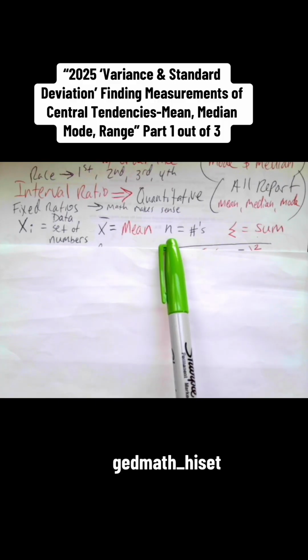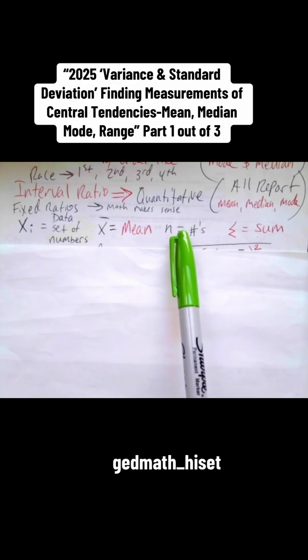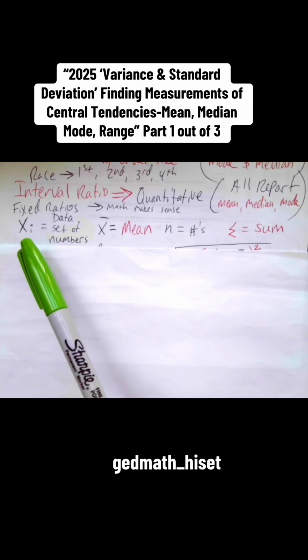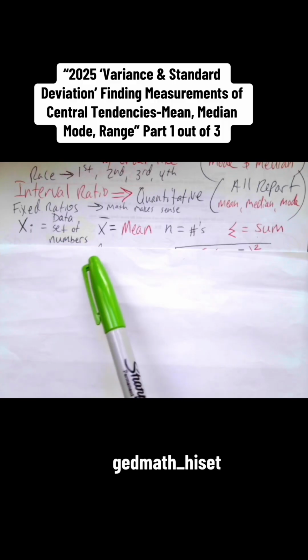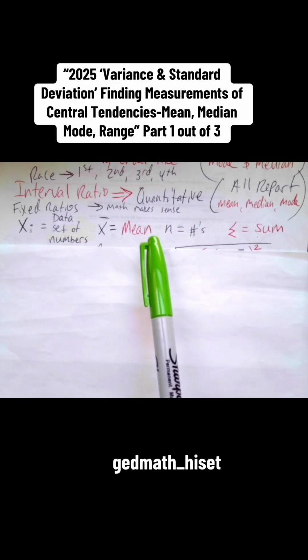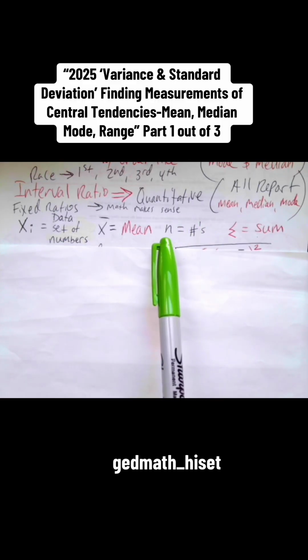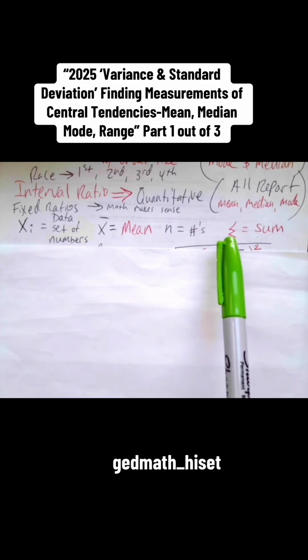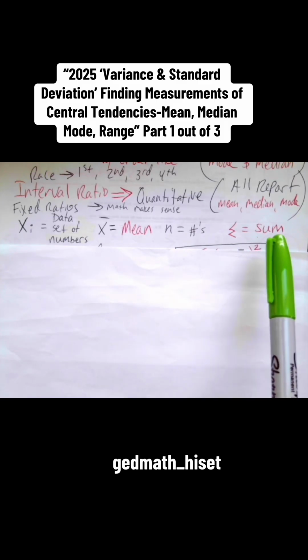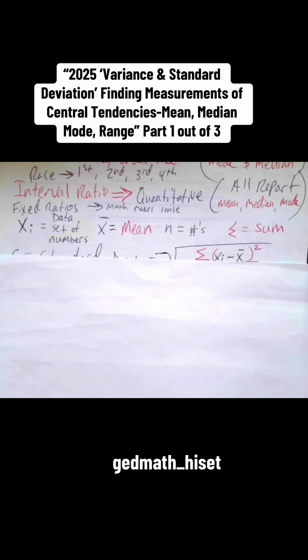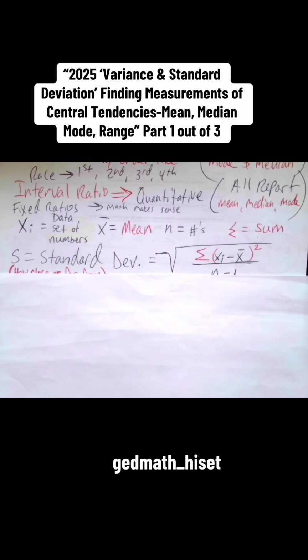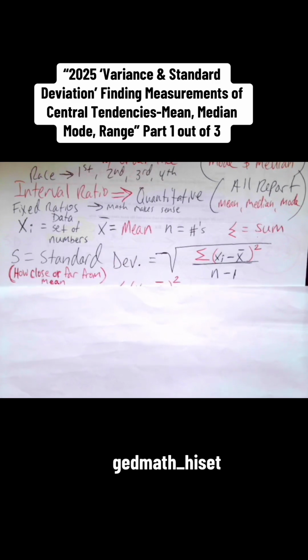N represents the total number of values in the data set. So if you had 1 through 20 in order, you would have 20 representing your N. And here we see the symbol for the sum of the values. So I'm going to do my best to explain this in these two fairly quick videos.